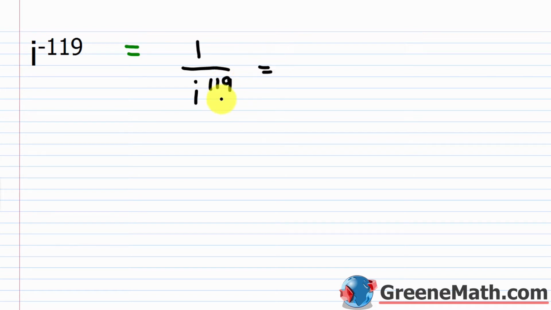All right, so what are we going to do? Think about, is 119 divisible by 4? We'll just look at 19. 19 is not divisible by 4, so go down. Is 18 divisible by 4? No. Is 17? No. Is 16? Yes. So 116 would be divisible by 4.